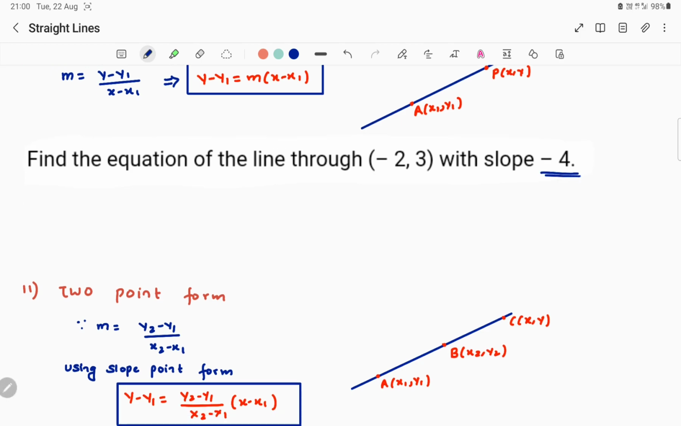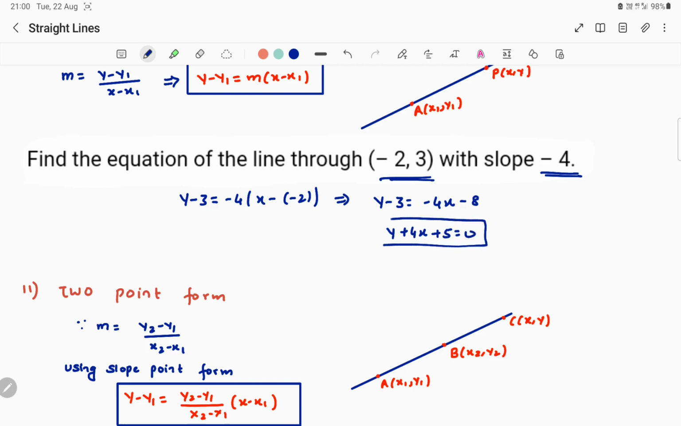Now for example, suppose we need to solve this problem. You can clearly see the slope is given, the point is given. So your equation will be y minus y1, which is 3, m is minus 4, into x minus of minus 2. When you simplify this, y minus 3 is minus 4x, minus minus is plus, so we get minus 8. So we got y plus 4x plus 5 is equal to 0. This is the required equation.